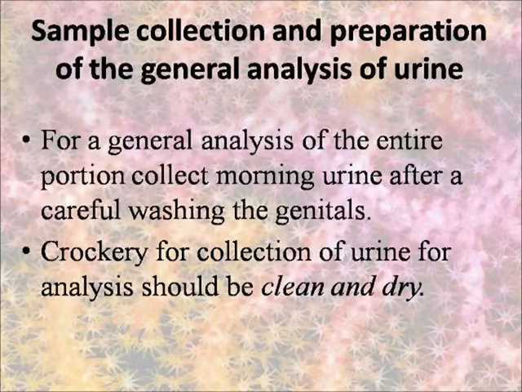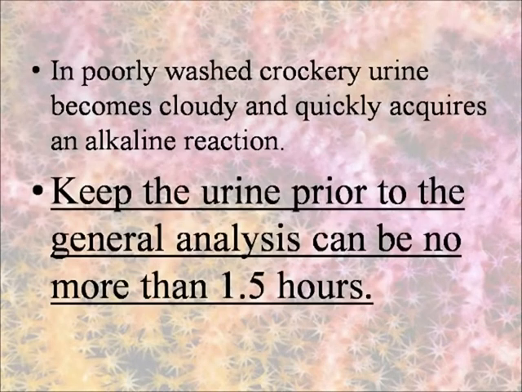Sample collection and preparation of the general analysis of urine. For a general analysis of the entire portion, collect morning urine after careful washing of the genitals. Crockery for collection of urine for analysis should be clean and dry. In poorly washed crockery, urine becomes cloudy and quickly acquires an alkaline reaction. Urine prior to the general analysis can be kept no more than 1.5 hours.